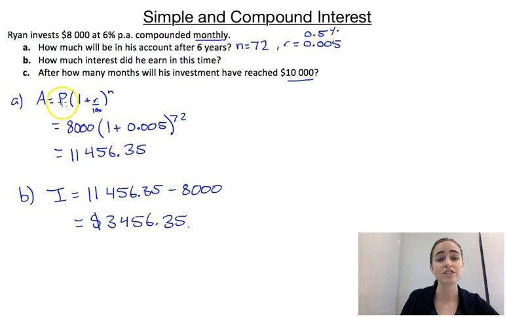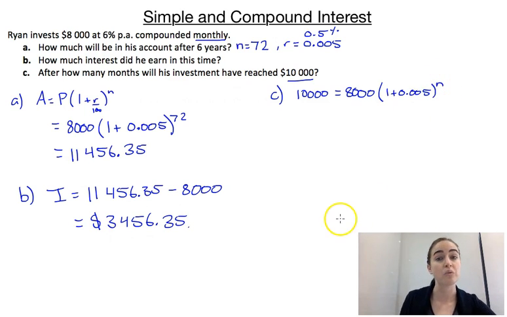All right, part C asks us after how many months will his investment have reached $10,000? So that $10,000 is going to be our A in our formula. This is question C. We're going to have $10,000 equals our 8,000 times (1 plus 0.005) to the power of n, and we need to figure out what that n is. So first off, I'm going to divide both sides of that equation by 8,000. So I'd end up with 1.25 equals, and over here I'm just going to simplify this to be 1.005 to the n, just to make it a little bit cleaner.